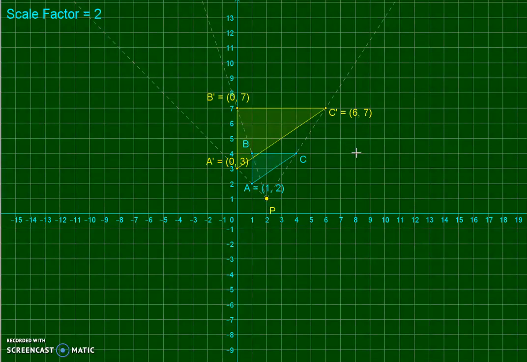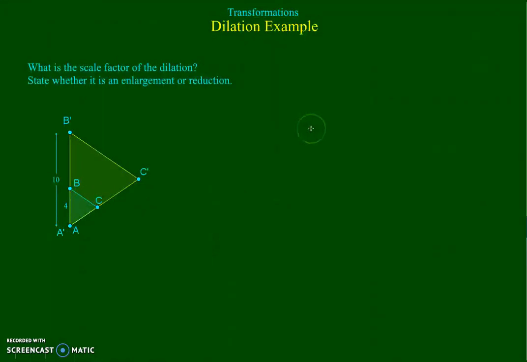Let's go ahead and work another example. Now this is a completely different type of example. It's asking us to find the scale factor of the dilation and then to state whether it's an enlargement or reduction. And we don't have any coordinates of the points. What we do have is corresponding segment lengths. We have segment AB here and segment A prime B prime. And so we're going to use those to determine the scale factor.